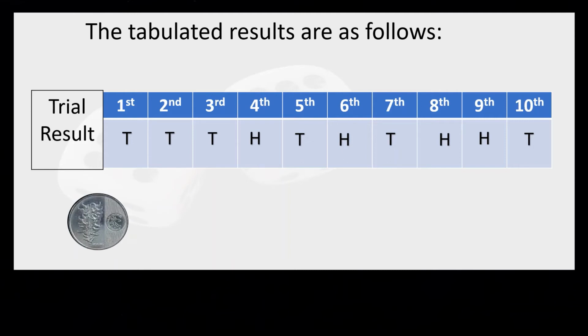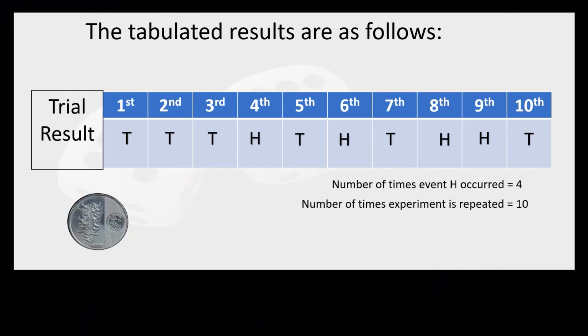Okay, so titingnan natin ilang head ang lumabas doon sa experiment natin. So that is the number of times event H occurred. So there are 4 heads. Okay, and the number of times the experiment is repeated is 10 because we tossed the coin 10 times. So therefore, the probability of getting a head is equal to 4/10 or 2/5. Or that is also equivalent to 40%.